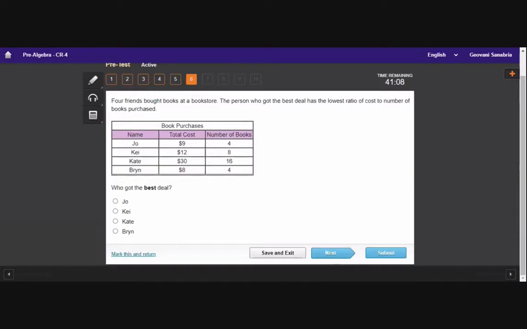4 friends bought books at the bookstore. At a bookstore, the person who got the best deal has the lowest ratio of cost to number of books purchased. Who got the best deal? Let me know when you have an answer, and then I'll check it. Okay, I'm going to do it too. The lowest ratio of cost to number of books purchased.